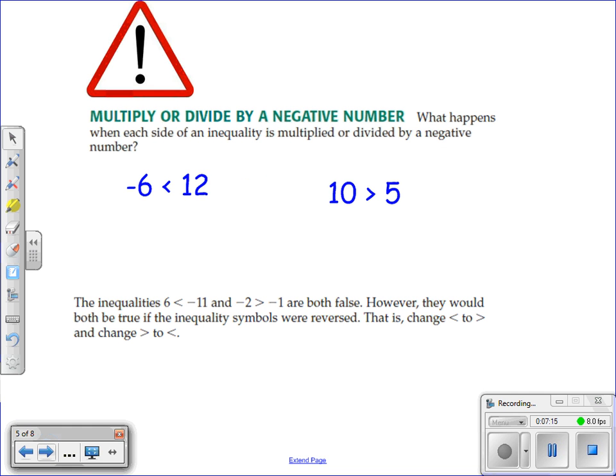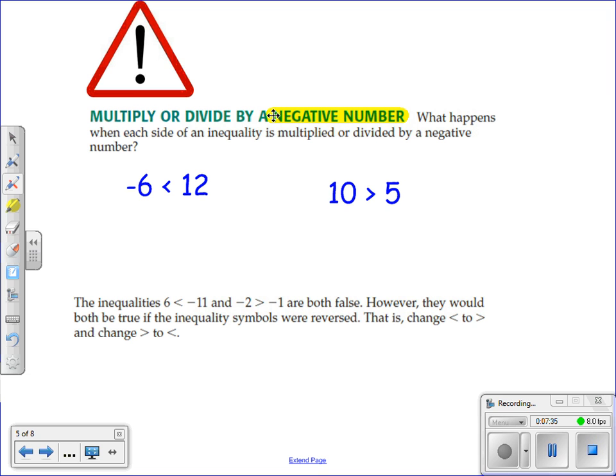All right, warning sign. Here we go. We're talking about what I told you to watch out for, negative numbers. This is the only tricky part of inequalities. When you multiply or divide by a negative number, you have to notice that it doesn't work the same way as everything else. It's a little bit different.